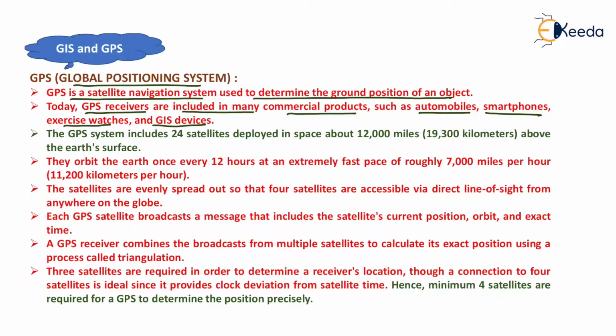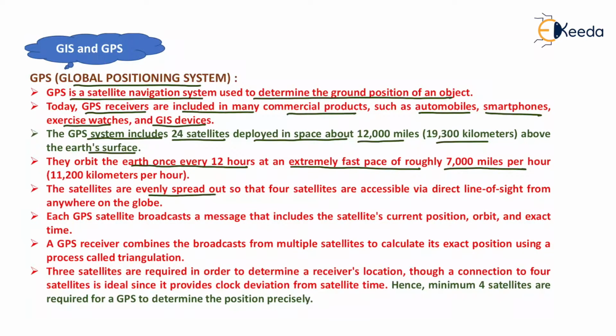Now, the next point is very important, that is, the GPS system includes 24 satellites. That will be the maximum number of satellites included in the GPS system, deployed in space about 12,000 miles, that is 19,300 kilometers above the Earth's surface. They orbit the Earth once every 12 hours at an extremely fast pace of roughly 7,000 miles per hour. The satellites are evenly spread out so that four satellites are accessible via direct line of sight from anywhere on the globe.